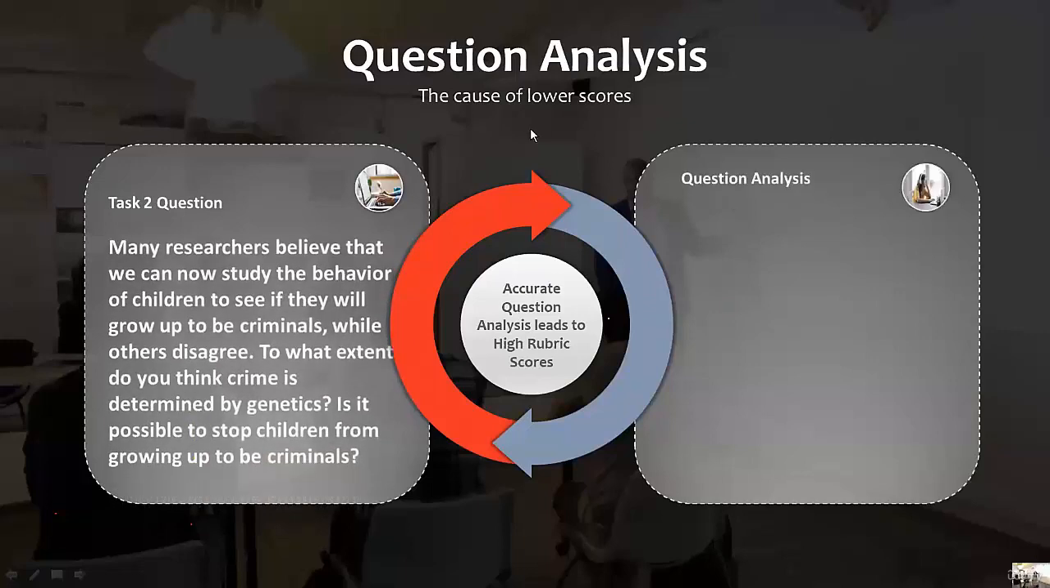Here's another question. Many researchers believe that we can now study the behavior of children to see if they will grow up to be criminals, while others disagree. To what extent do you think crime is determined by genetics? Is it possible to stop children from growing up to be criminals? All right, so what is the overall topic of the question?